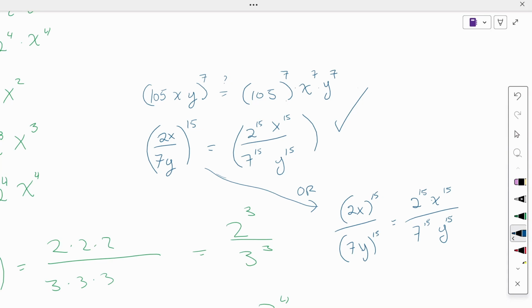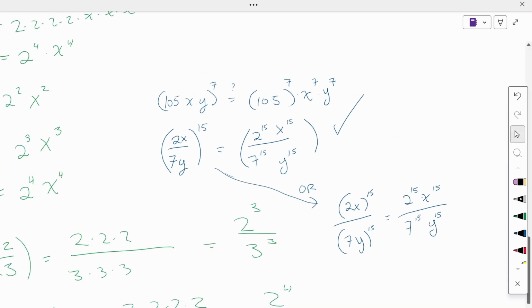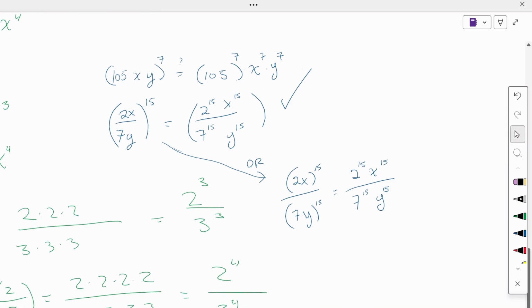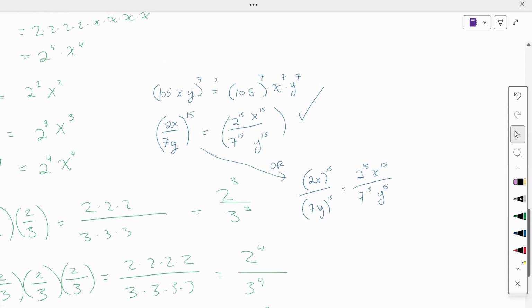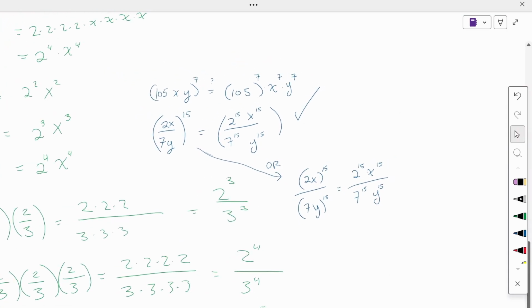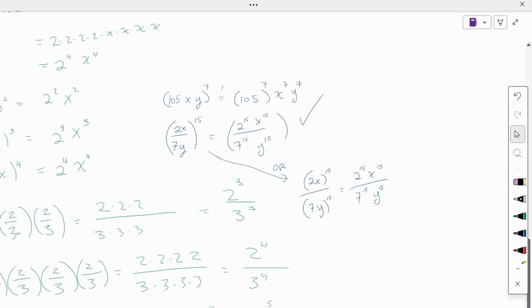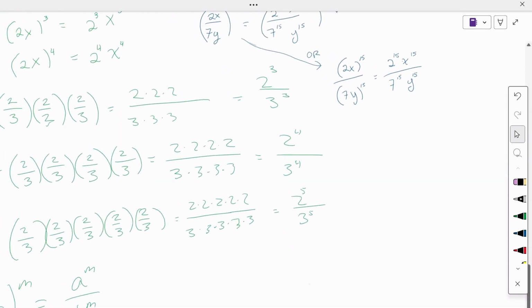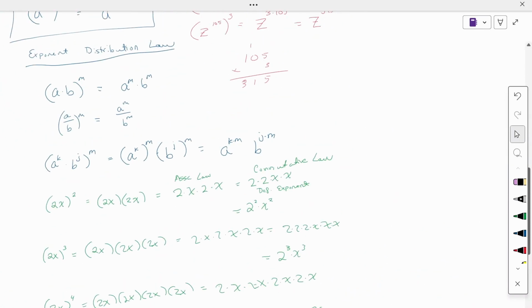If you're distributing it to all of the values, or you're thinking about it like, of course, the numerator has to get raised to a specific power because that's how many times you'll have the quantities in the numerator multiplying in sequence. And similarly the denominator has to be raised to a given power because you have the denominator multiplied in sequence that many times. And so as a consequence, you then use the distribution law a second time to get 2 to the 15th, x to the 15th, 7 to the 15th, y to the 15th. And you're pretty much done.